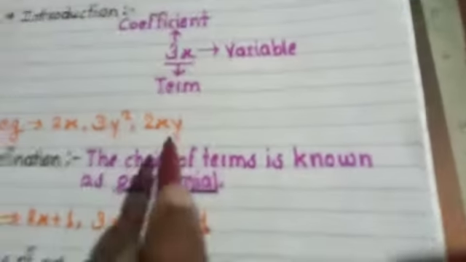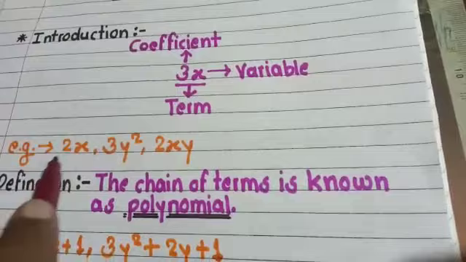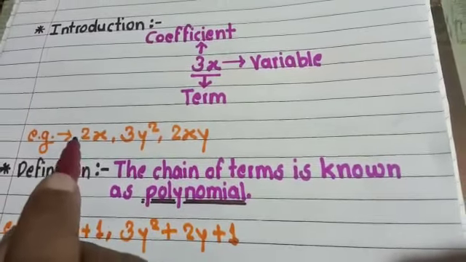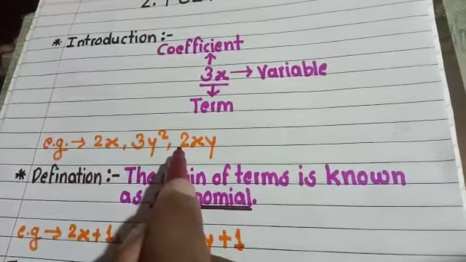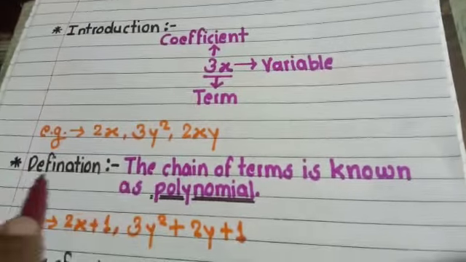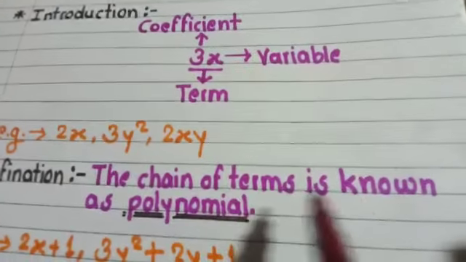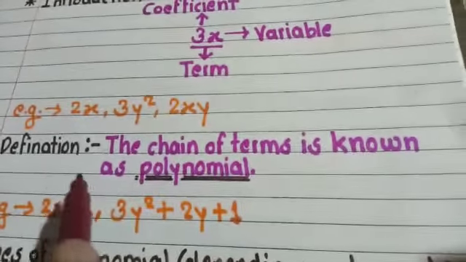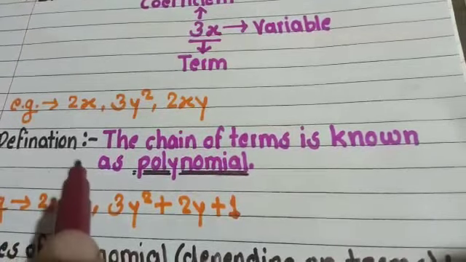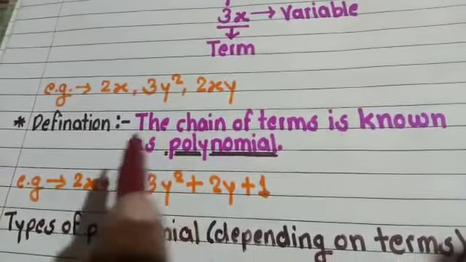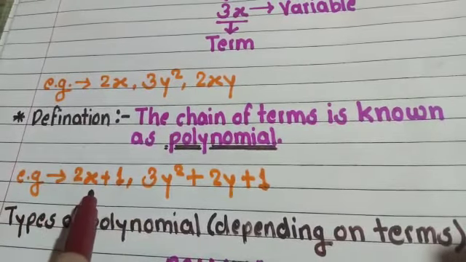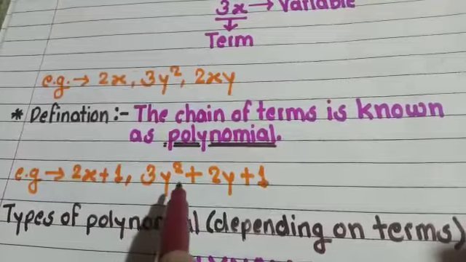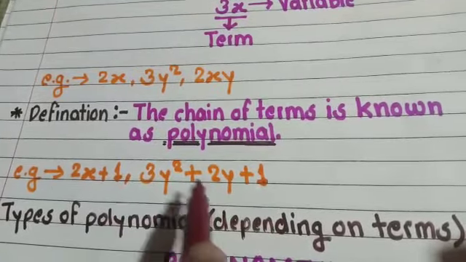So what is meant by polynomial? Before that, some examples are given here. You may see 2x, 3y square, 2xy. These are examples of terms. So the chain of terms is known as a polynomial. It means when one or more than one terms come together, they make a chain that is known as a polynomial. For example, 2x plus 1 or 3y square plus 3y plus 1. These are examples of polynomials.